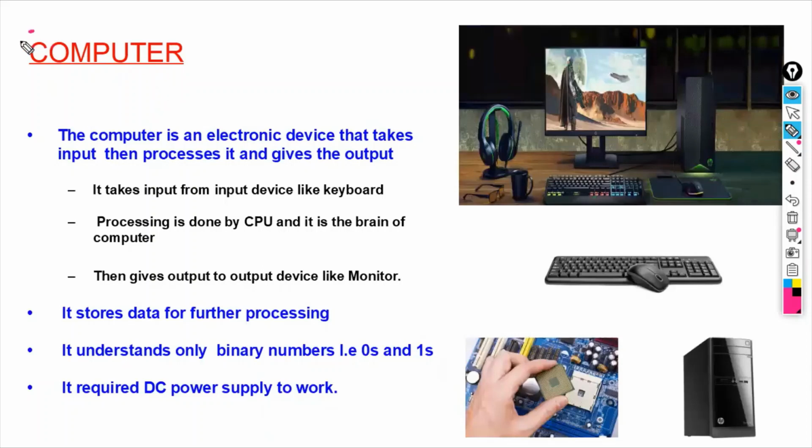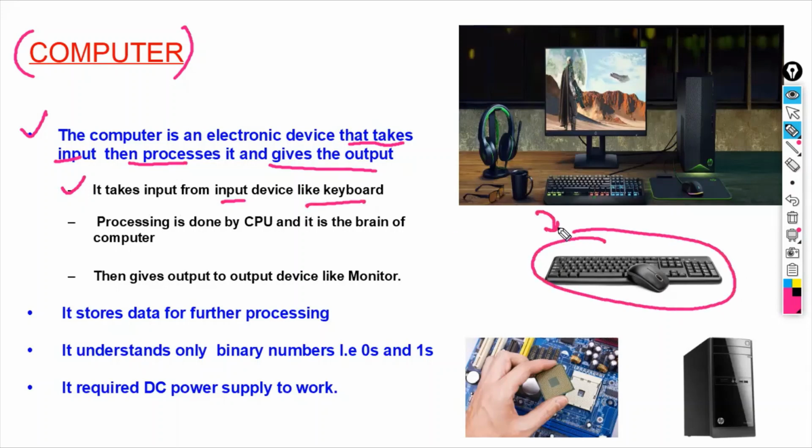Guys, let us try to understand computer in detail. So computer is an electronic device that takes input, then processes it, then gives you the output. It takes input from an input device like keyboard. Okay, this is the keyboard and it is also called an input device, and processing is done by CPU, and it is the brain of the computer.